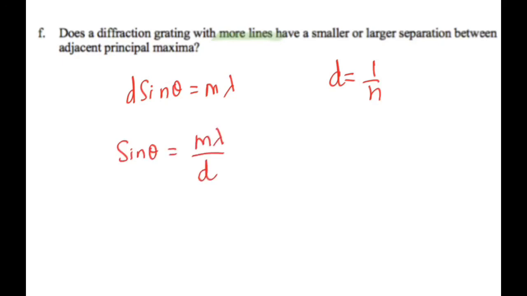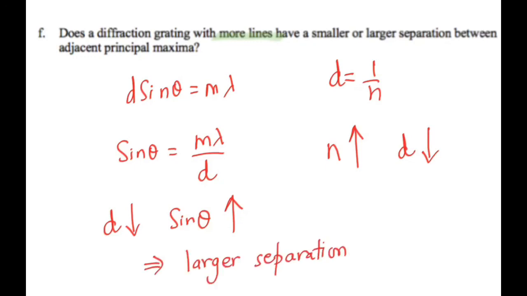So sine theta is equal to m lambda over d. So sine theta, that is the separation between adjacent principal maxima, depends on d, and d depends on n. The question is telling you n is made more, we are having more lines, that means d will be less, and if d is less, that means sine theta will be more, which means that there will be a larger separation between the adjacent principal maxima.